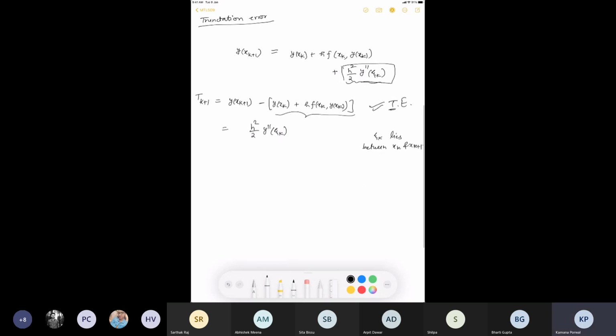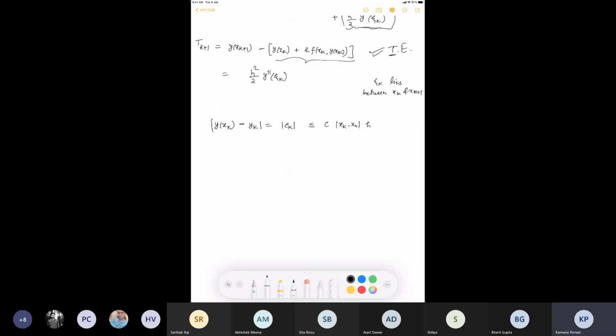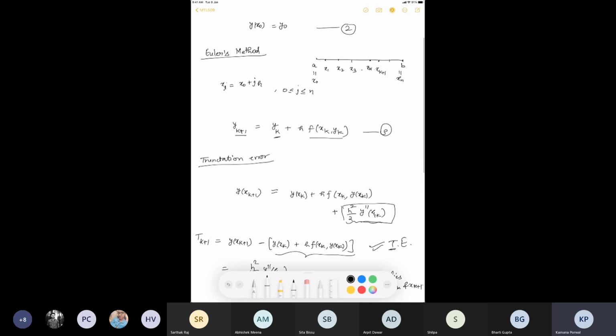All right, and then we also saw that the total error, that is, we have the approximate value of the y at xk, yk, right? So this error, which we denoted by ek, under certain assumptions, we obtain that this is less than or equal to some constant times xk minus x naught into h.